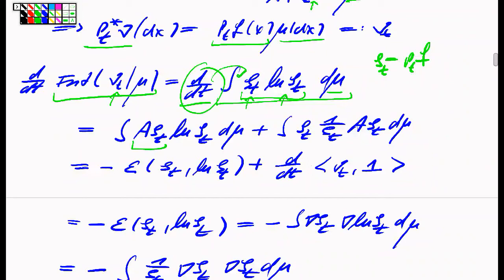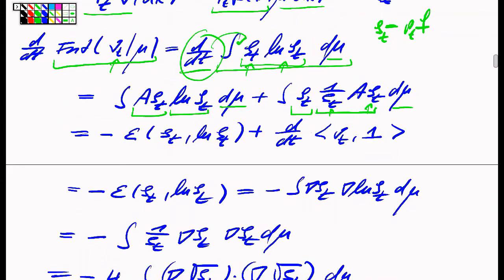The first one is the derivative d by dt of rho t, which is A of rho t, multiplied with the second factor, log of rho t, integrated against the measure mu. The second summand is the rho t not differentiated, multiplied with the derivative of log rho t. But by the chain rule, the derivative of log rho t is 1 over rho t times the derivative of rho t, which is A rho t, and then again integrated against the measure mu. And we study the two terms independently.